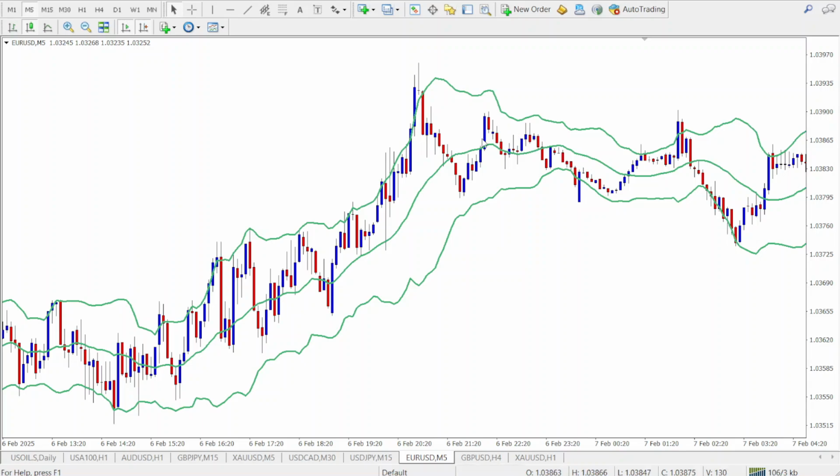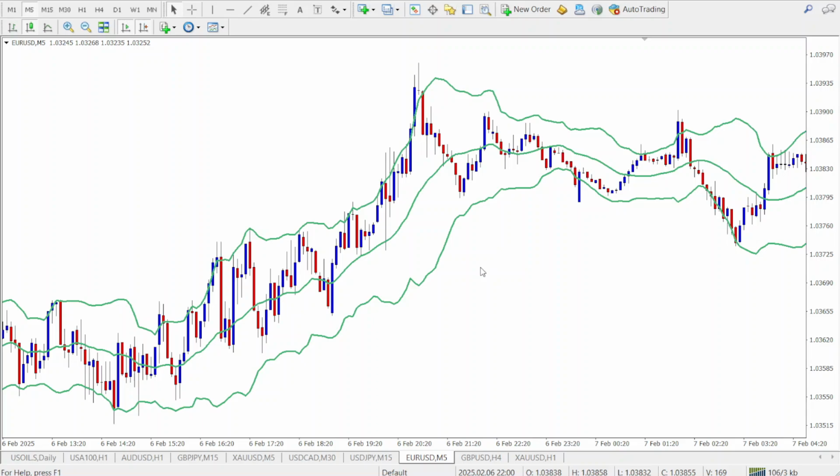Then the upper band is plotted above the SMA, which is above this middle band. The middle band is the SMA. The upper band is plotted above the SMA and represents resistance, expanding when volatility increases and contracting when volatility decreases. Then the lower band is plotted below the SMA and acts as a support level.